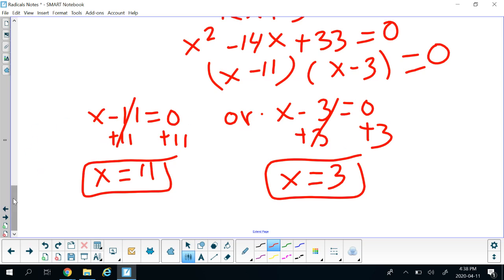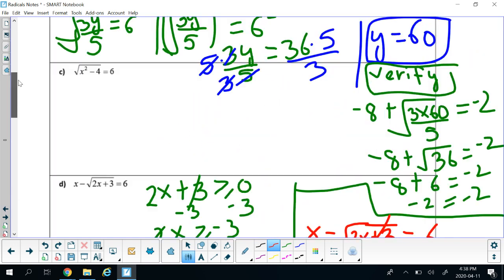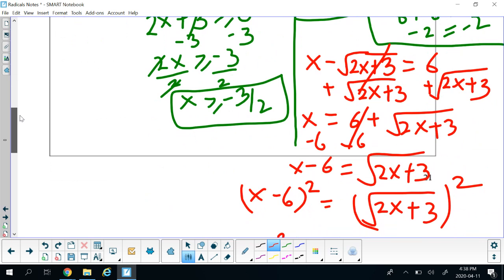Okay, so we got two roots of x. One is 11 and the other one is 3. Let's look at our restriction to see if we have any extraneous root. So our restriction says that x should be greater than or equal to negative 1.5.